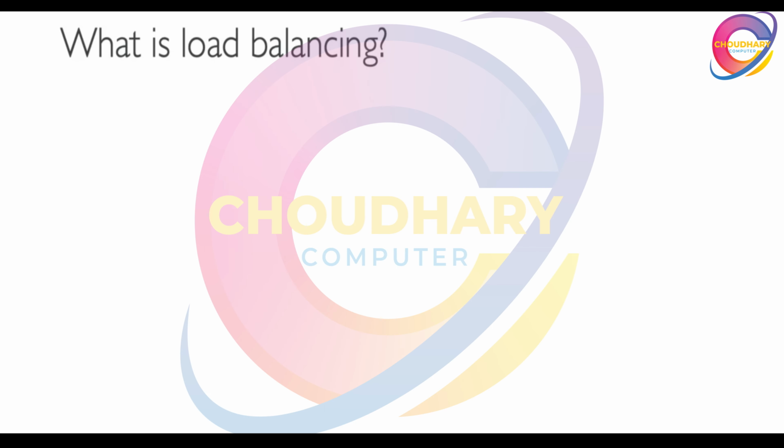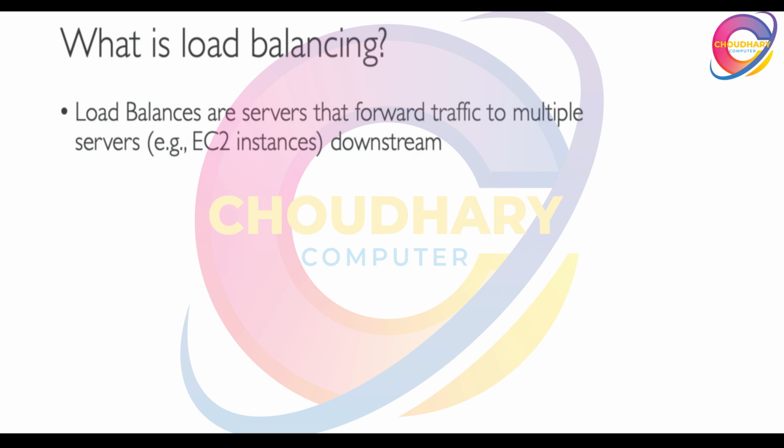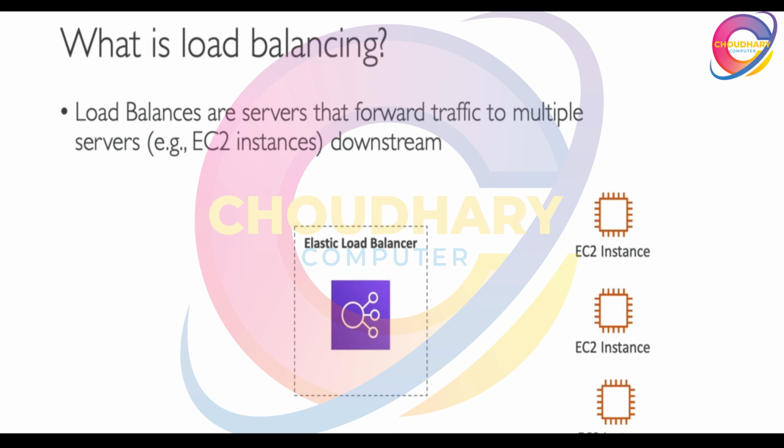Now let's learn about load balancing. And a question you may have is, what is load balancing? Well, a load balancer is going to be a server or a set of servers that will forward traffic that is received to multiple backend or downstream EC2 instances or servers. So the idea is that, for example, we have 3 EC2 instances and they're going to be fronted by an Elastic Load Balancer, which is a set of servers behind the scenes.